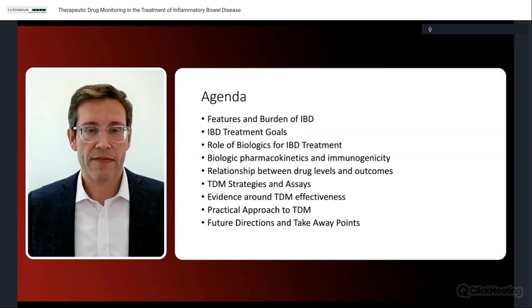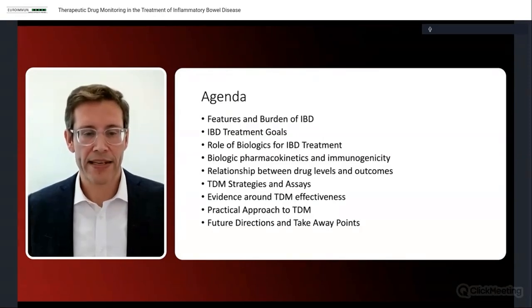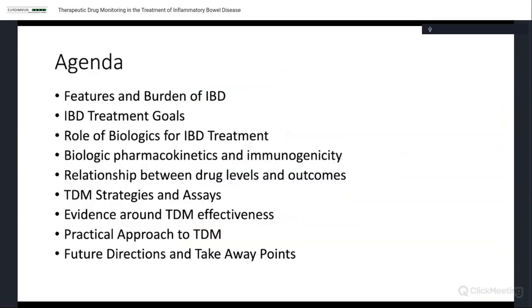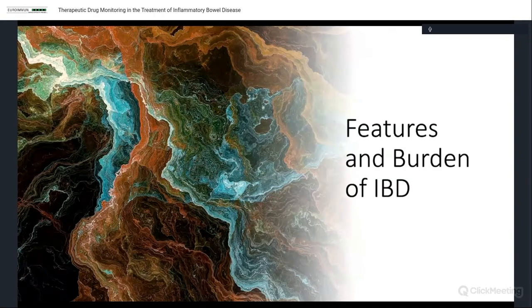We'll discuss various therapeutic drug monitoring strategies and the assays used. Then we'll move into the evidence around TDM effectiveness. And we'll end by discussing a practical approach to therapeutic drug monitoring and future directions and takeaway points. So let's start with the features and burden of IBD.